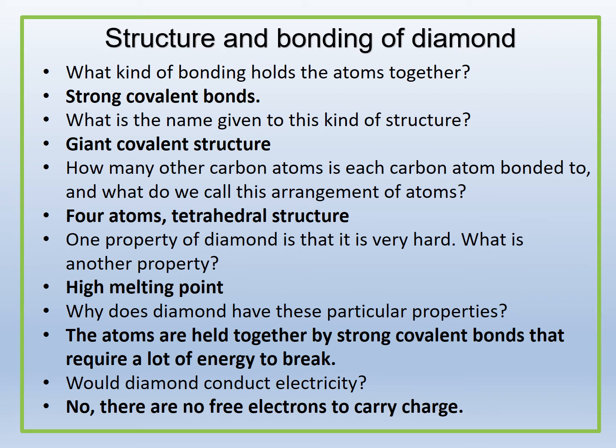So in diamond, it is held together by strong covalent bonds, and it is a giant structure. Each carbon atom is bonded to 4 other carbon atoms, and it has a tetrahedral structure. Diamond is very hard, but it also has a high melting point. And it has this because it's held together by many strong covalent bonds, and these strong covalent bonds require a lot of energy, and there are lots of them to break.